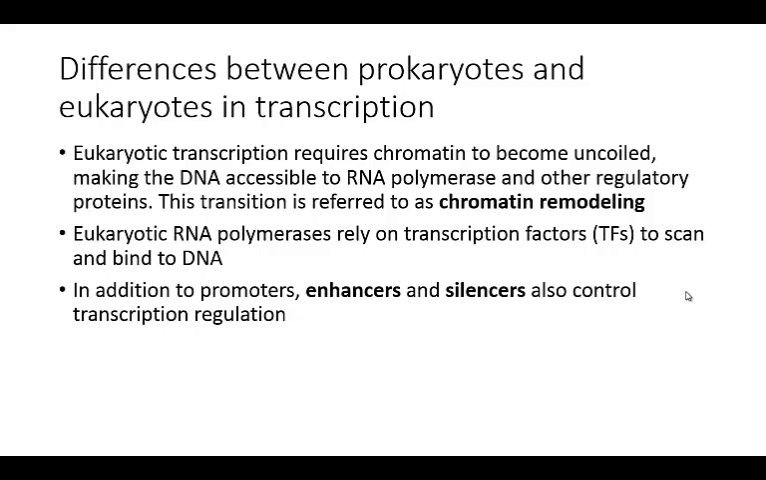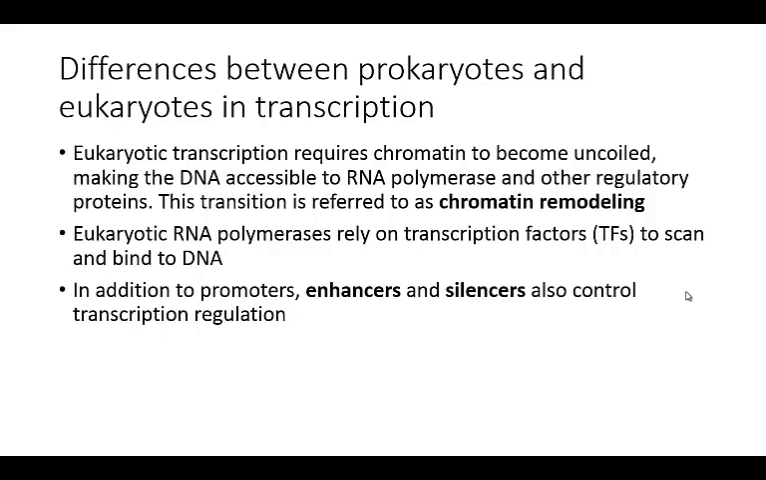The reason for this is it's going to make the DNA accessible to the RNA polymerase and other regulatory proteins it might need. This transition is referred to as chromatin remodeling. If this DNA is tightly wound up, it's going to be physically inaccessible to the RNA polymerase as well as these other transcription factors. It just needs to be more loose and accessible for these proteins to come in and interact with the DNA.